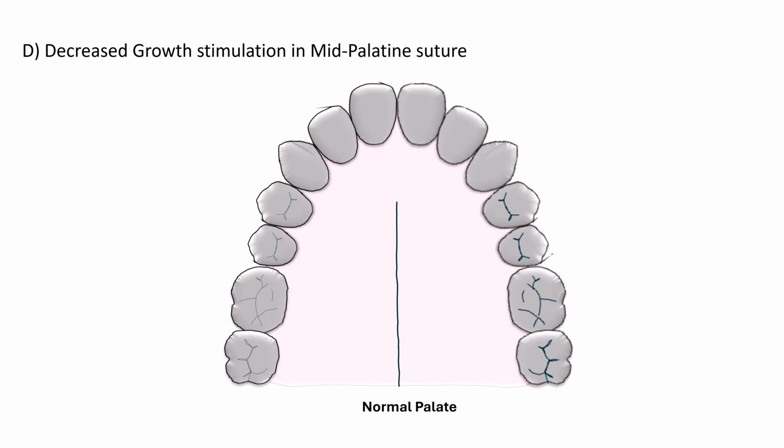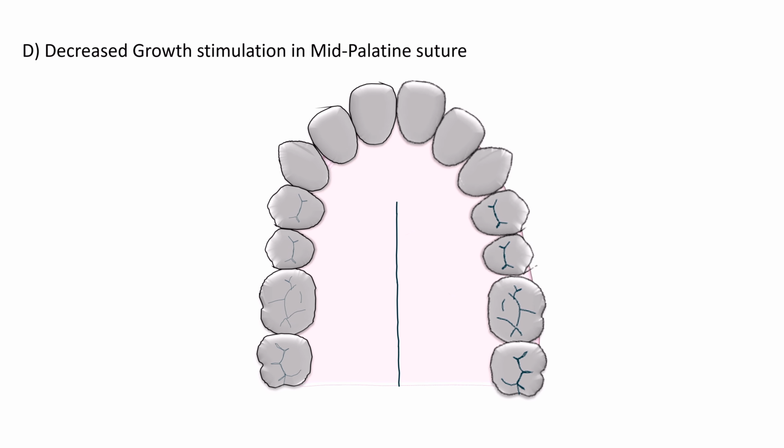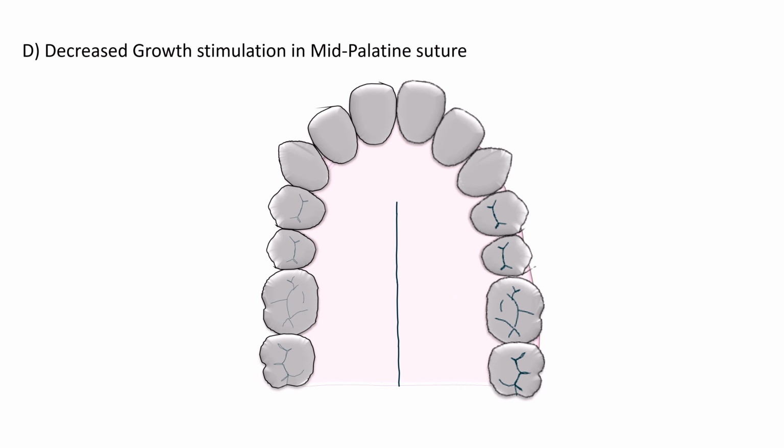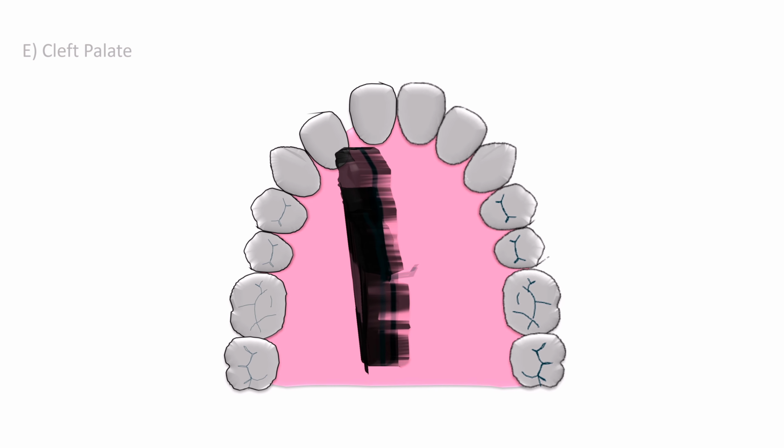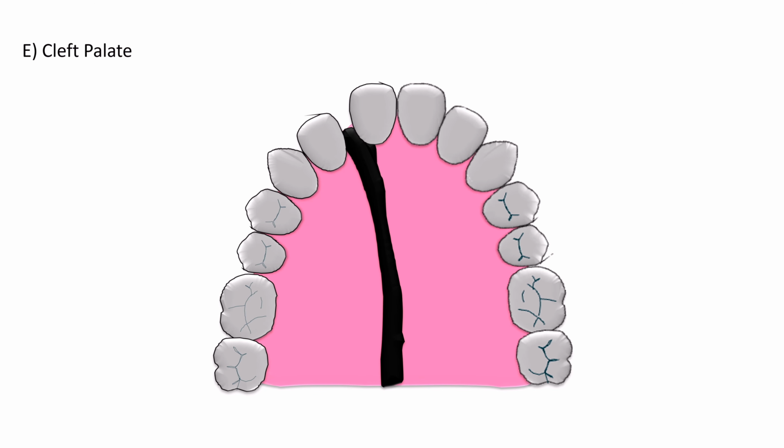This is normal palate. The underdeveloped palate is due to the decreased growth stimulation. Cleft palate. Unilateral or bilateral cleft palate may cause anterior or posterior crossbite. Treatment plan.